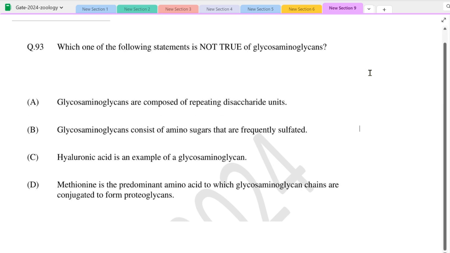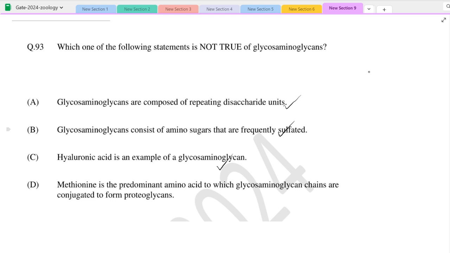Which one of the following statements is not true of glycosaminoglycans? The first statement is glycosaminoglycans are composed of repeating disaccharide units. This is correct. Glycosaminoglycans consist of amino sugars that are frequently sulfated. This is also correct. Hyaluronic acid is an example of glycosaminoglycan. Yes, this is also correct.